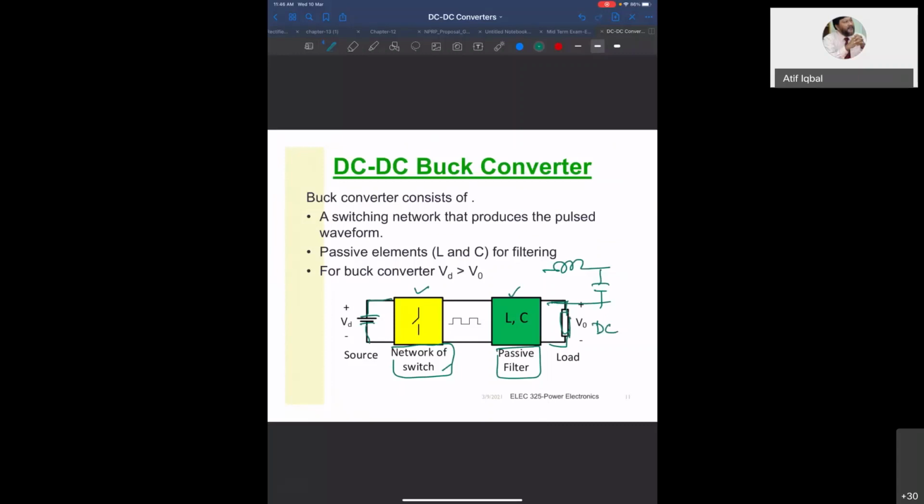So for a buck converter, the source voltage Vd will be greater than the output voltage, or you can say that the output voltage is less than the input voltage.